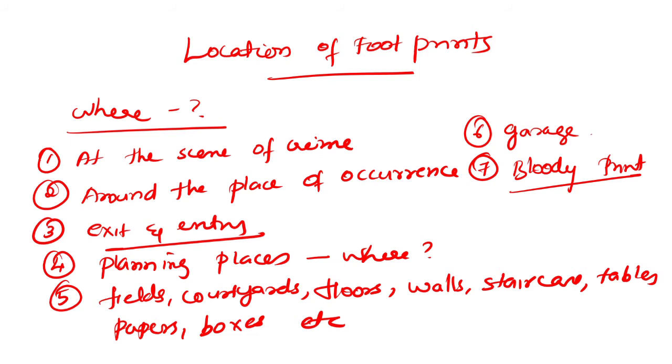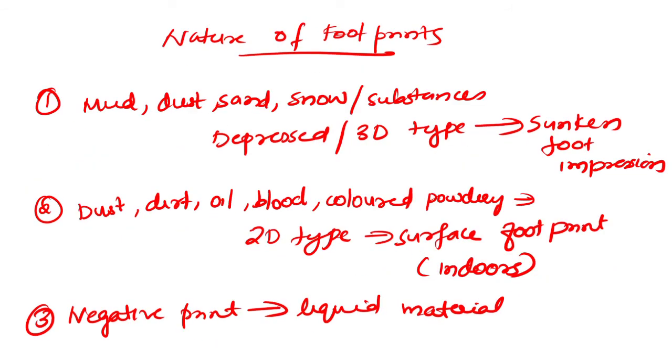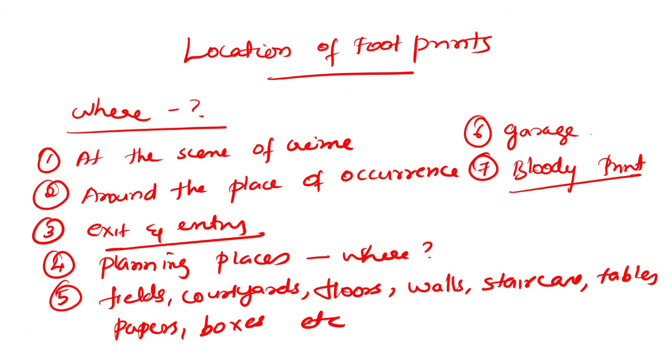I hope you understood about the nature and location. Regarding nature, there are three types: sunken, surface, and liquid. Sunken is 3D type, surface is 2D type, and negative is on liquid materials. And location: from all the places the culprit has gone, we can collect his footprint. You can investigate what the chances are of the culprit going to this place or that place, and identify the footprints from those places.